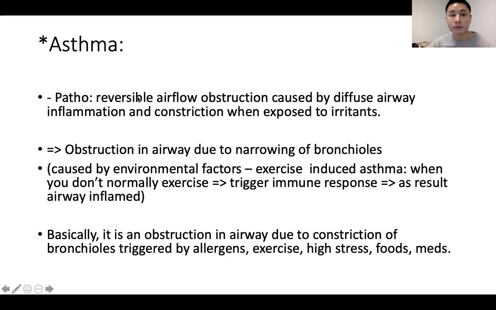Okay, next we have asthma. A lot of people are born with asthma or have an issue with asthma. So basically, asthma is reversible airflow obstruction. Reversible is a very important keyword to remember. It is reversible, meaning it can be converted back to the normal state. It is a reversible airflow obstruction caused by diffuse airway inflammation and constriction when exposed to irritants.